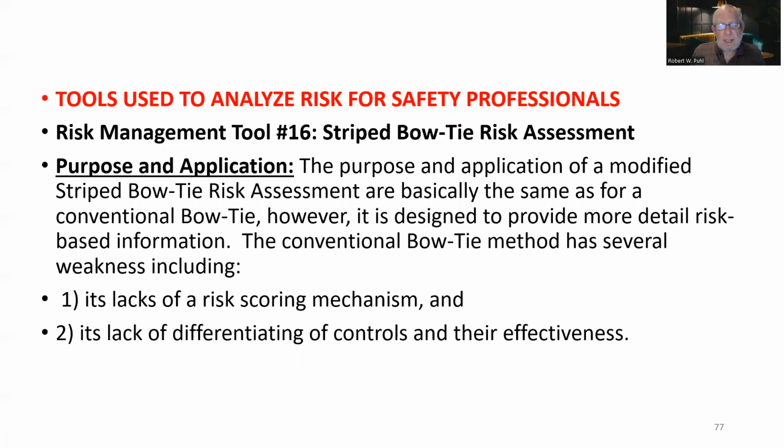Now, striped bow tie assessment. The purpose and application of a modified striped bow tie risk assessment are basically the same as for a conventional bow tie. However, it is designed to provide more detailed risk-based information. The conventional bow tie method has several weaknesses, including its lack of a risk scoring mechanism and its lack of differentiating controls and their effectiveness.